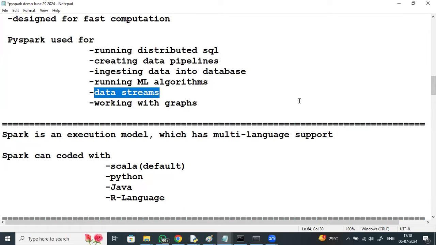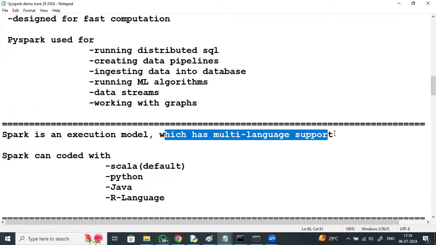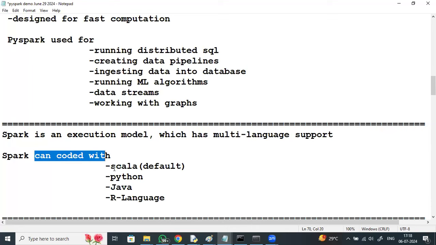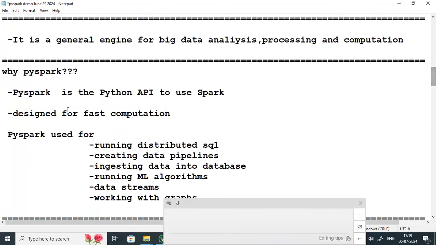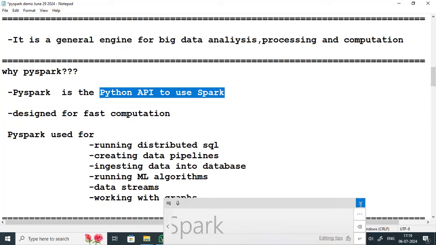Yes. Spark is an execution model which has multi-language support, as I was just talking about. Spark can be coded with Scala language. It is the default language, meaning Spark is by default built using Scala. Scala is the only language used for the Spark environment; no other environment uses it. But today, Python is mostly used for implementing Spark. Even Java can be used, and R language also. Mostly used are these two, Scala and Python. So PySpark means the Python API to use Spark.